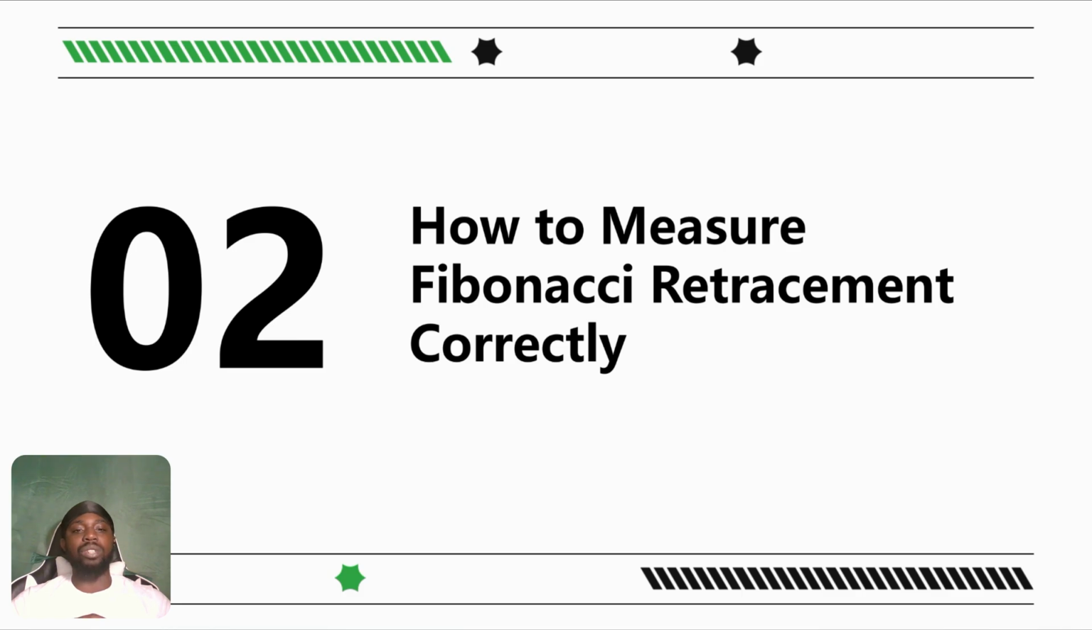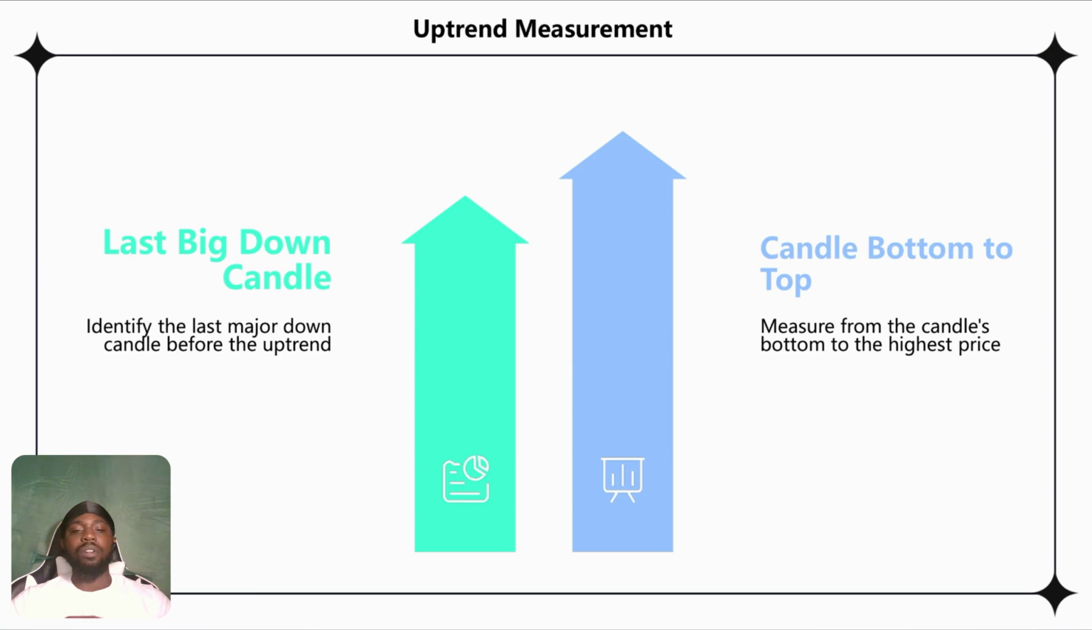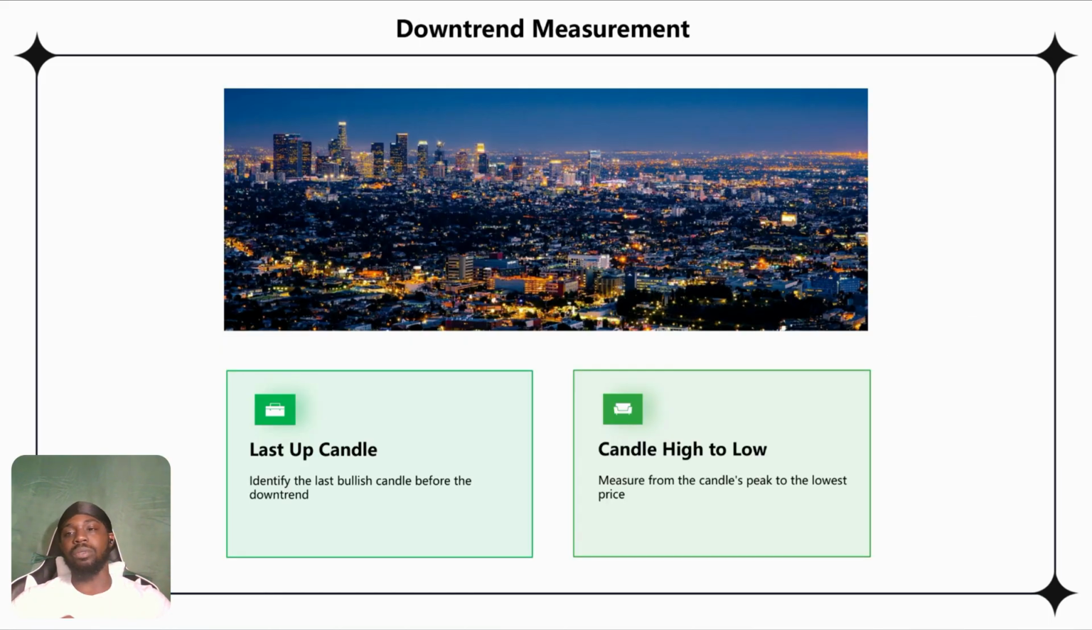How to measure Fibonacci retracements correctly. So the first thing you're going to want to do is look at your chart. If you're looking for uptrend measurements, you're going to go from the last big down candle, looking at the last down candle before the uptrend. So identify the last major down candle before the uptrend. How would you measure that? You would measure the candle from bottom to the highest price, and you'll be able to get that 50%, that 618 that you're looking for in order to execute.